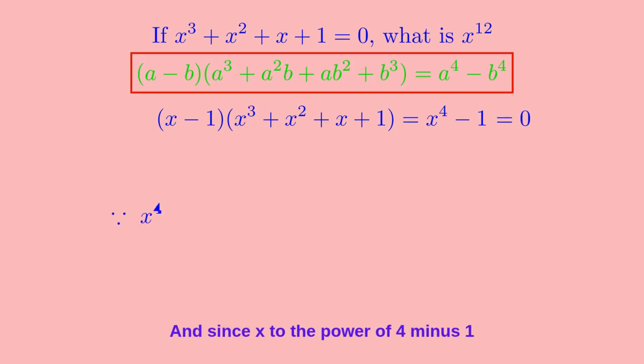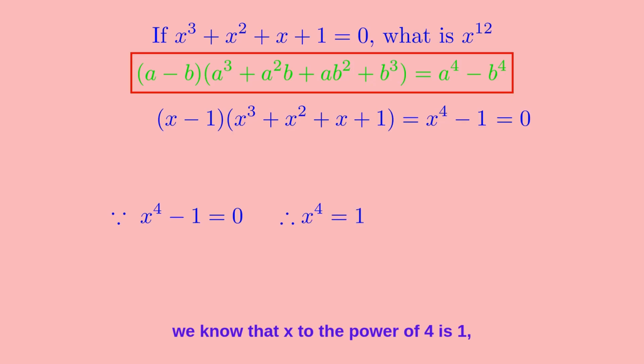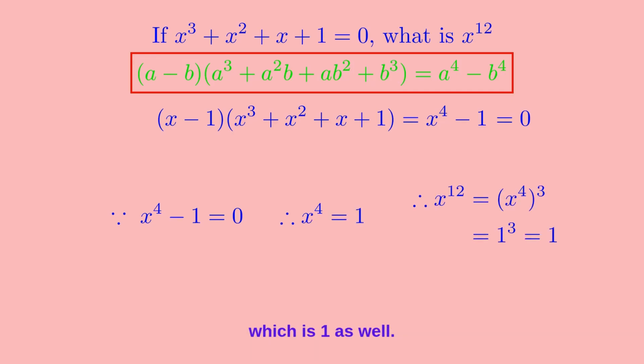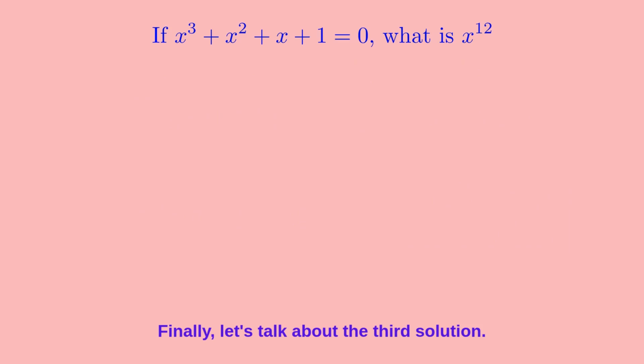And since s to the power of 4 minus 1 equals 0, we know that s to the power of 4 is 1, and we can easily find s to the power of 12, which is 1 as well. And this concludes the second solution. Finally, let's talk about the third solution.